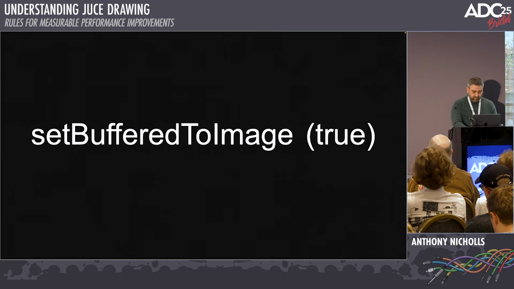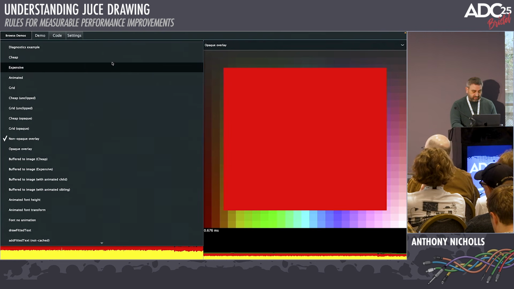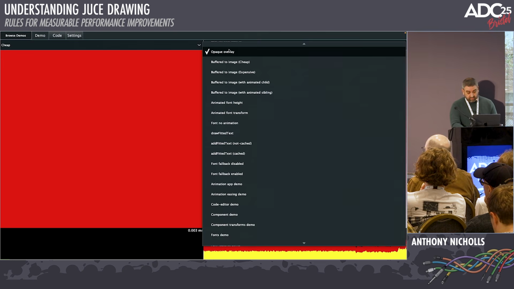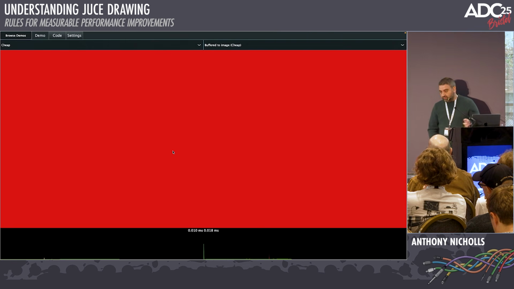So first of all, let's just look at what setBufferedToImage looks like. If I take a cheap component and buffer it to an image, we'll see these graphs normalize in a minute, but there's not normally an enormous amount of difference. In fact, normally on my laptop, these are identical. It looks like on this particular display that they're slightly different.